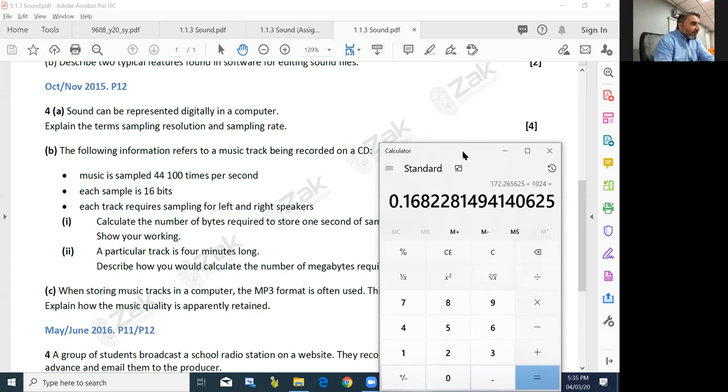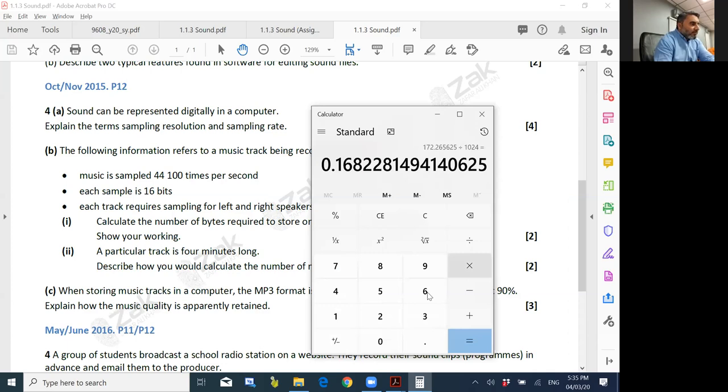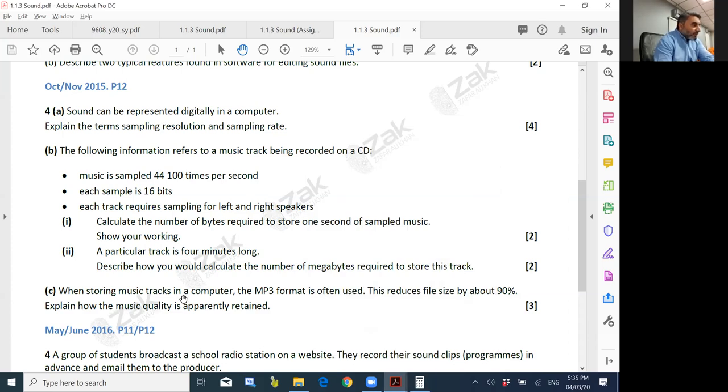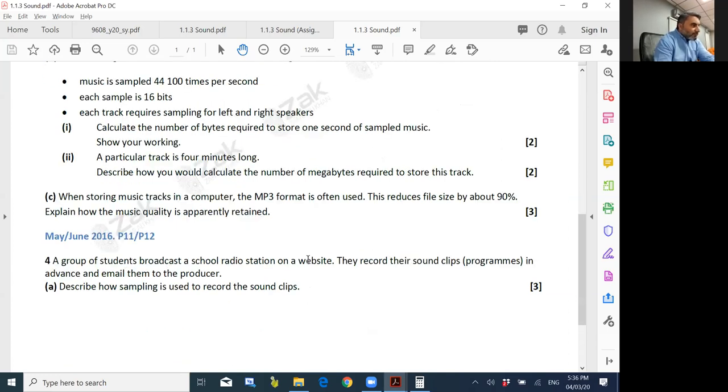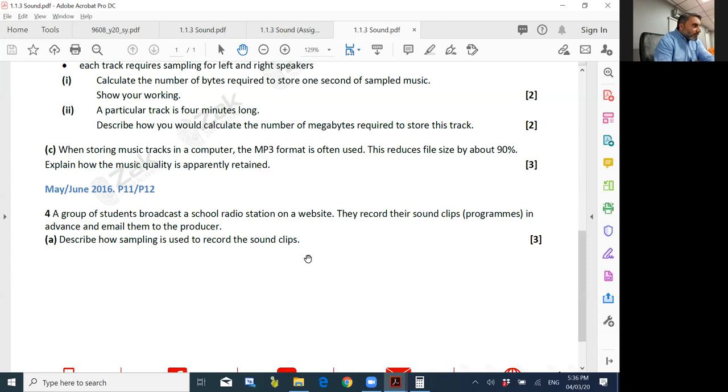So if it is 4 minutes long, we would have to multiply by 60 to make it 1 minute, and then multiply by 4 to make it 4 minutes. So this would be approximately 40.1 megabytes that we have to store for a 4 minute long sound. When storing music tracks in a computer, MP3 is used; this is for compression.